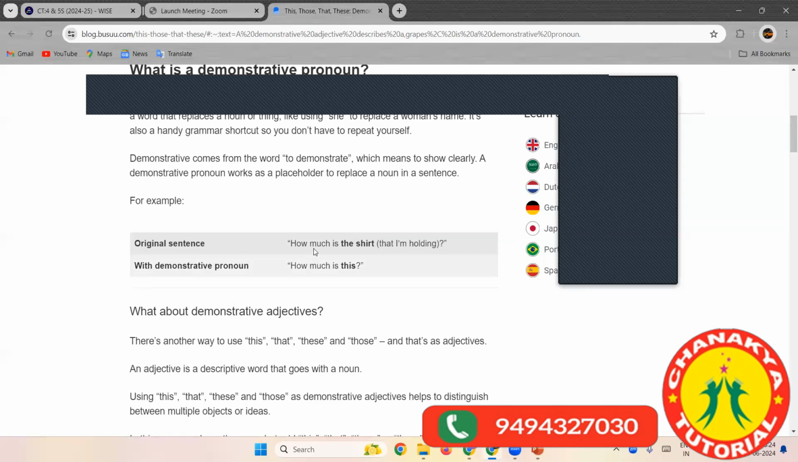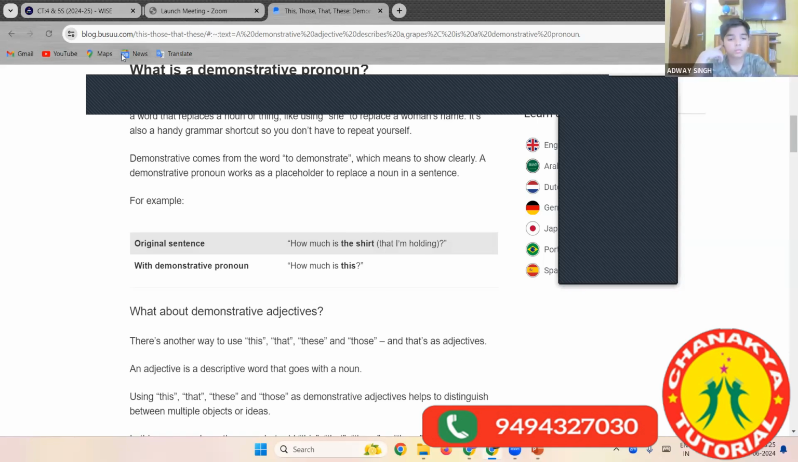So here the original sentence is, how much is this shirt? So shirt is the noun here. If you want to use a demonstrative pronoun there, instead of the shirt, I can say this. That's all, no? Just this. How much is this? So if I see that, I can understand whether it is shirt or pant or whatever it is, right? Yes, ma'am.